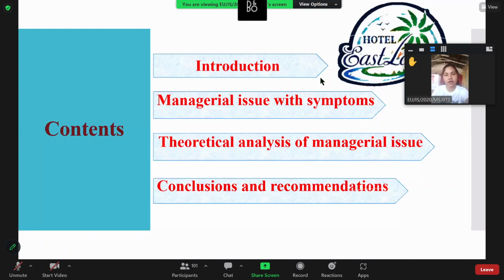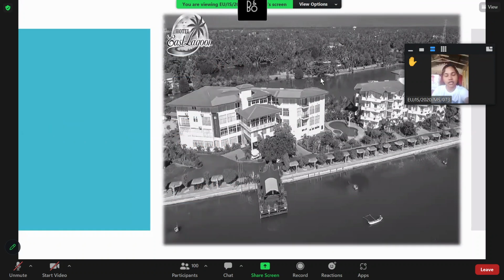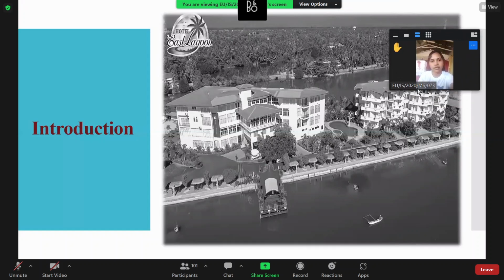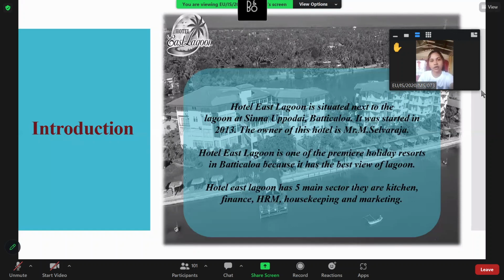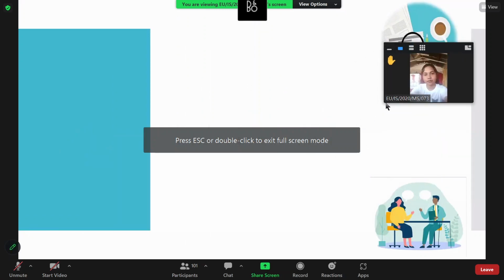For this analysis, our group selected the Hotel East Lagoon, which is in Chinnapudi, Batticaloa. It was started in 2013. The owner of this hotel is Mr. M. Selvaraja. Hotel East Lagoon is the most popular lagoon resort in Batticaloa. Here they are providing wonderful facilities such as well equipped rooms, lobbies, Wi-Fi, cable TV channels, swimming pools, baby pools. The hotel has five main sectors. They are finance, HRM, marketing, housekeeping, and kitchen. Hotel East Lagoon has a very positive rating on their website. I hope this brief introduction is enough to know about this hotel. Thank you. The next part will be conducted by another team member.